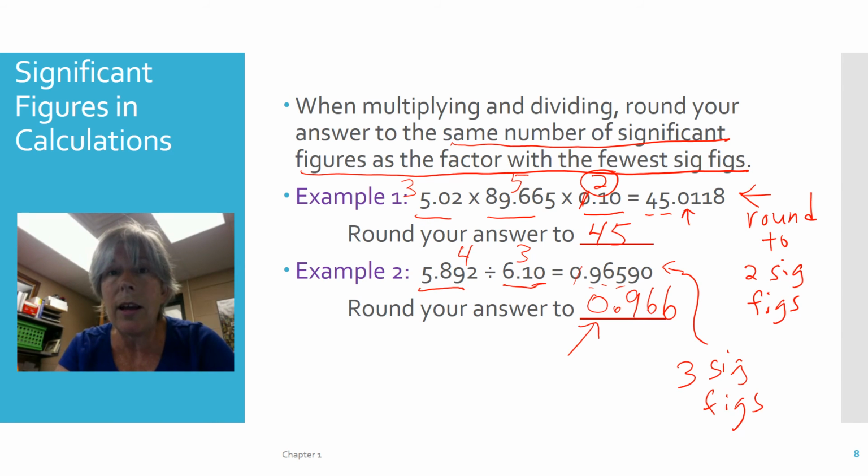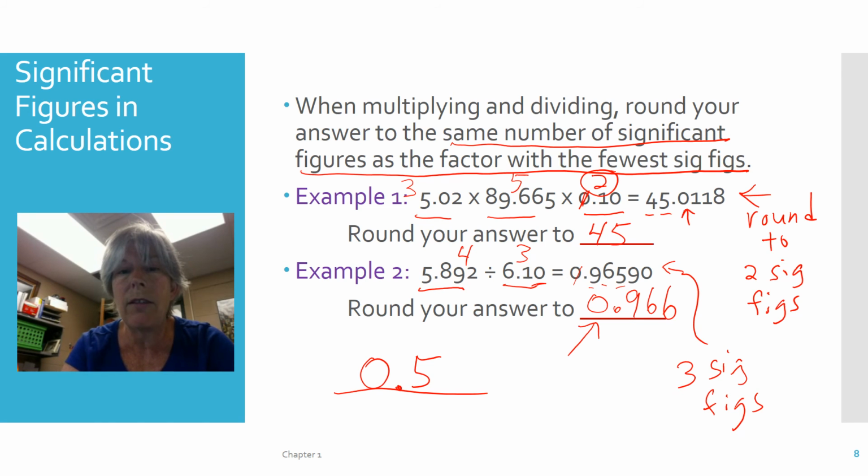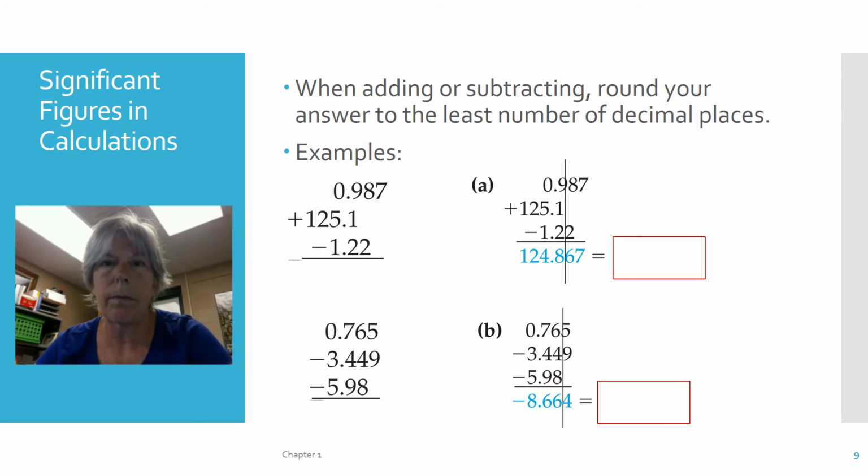nurse or any kind of medical practitioner, that's quite important. You could imagine that if you had a number on a chart and it was 0.5, and if you didn't write the 0 on here, it would be really difficult for someone reading that to know if it was 5 or 0.5. So that's why we always include the leading 0 when we write decimal numbers.